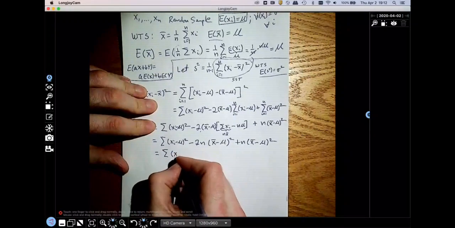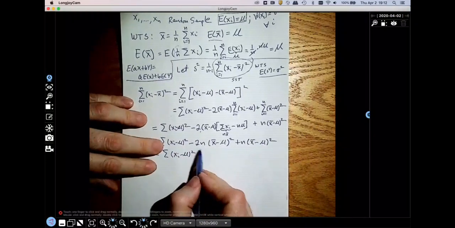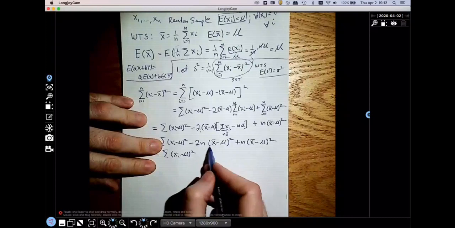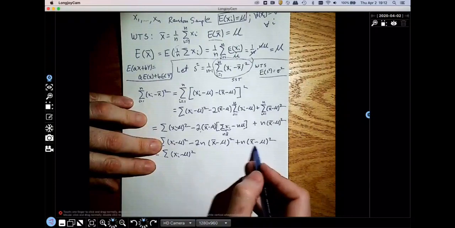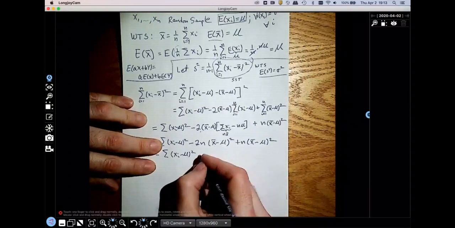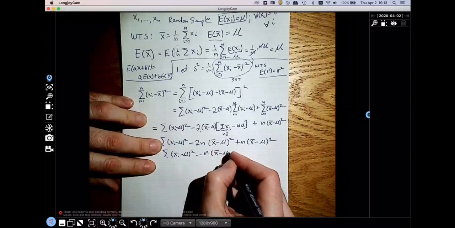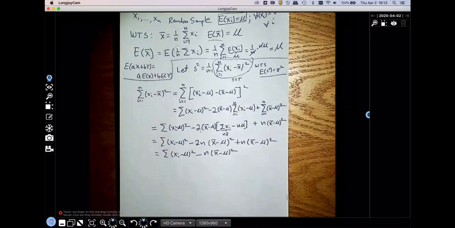So this is xi minus mu. Again, I'm not touching that first term. And notice what happens here. This is x bar minus mu squared, x bar minus mu squared. I have 2n of these. I have a plus n of those. So this is going to be minus n times x bar minus mu squared. All right, that's a really important result.